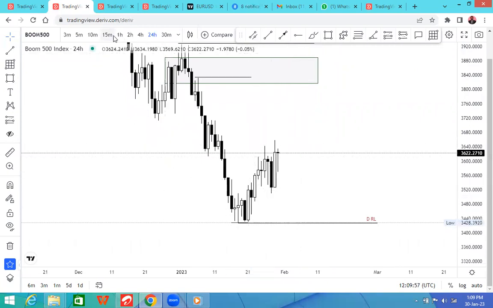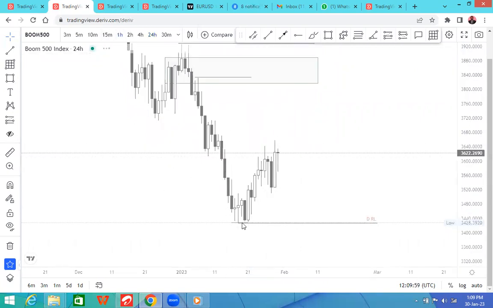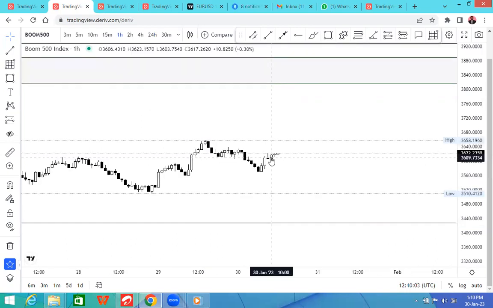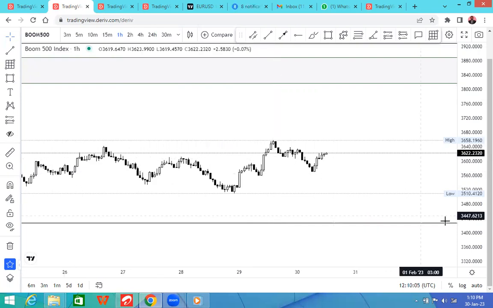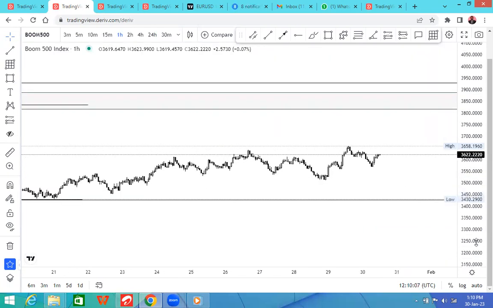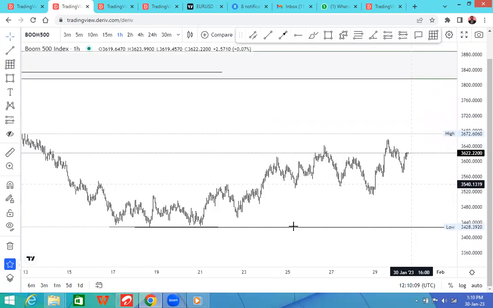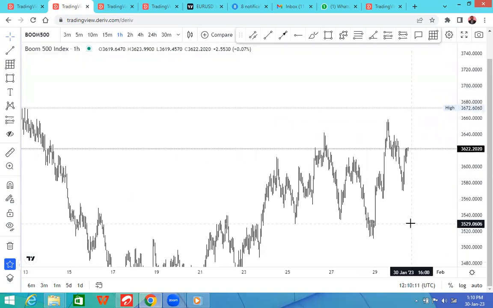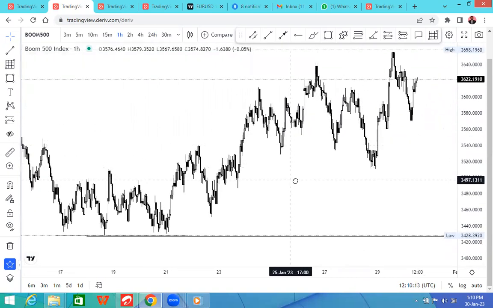So I'll go to my 1 hour. Let me see what is happening on this retracement leg. Because when price is retracing, price will still give you that formation of a higher high and a higher low. So this is my daily lows. So let's go to 1 hour.